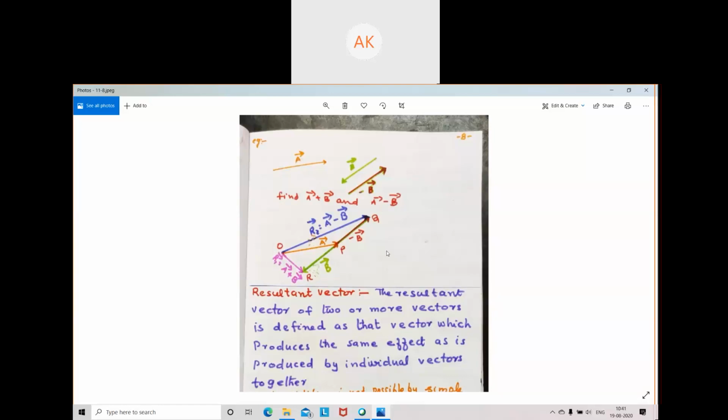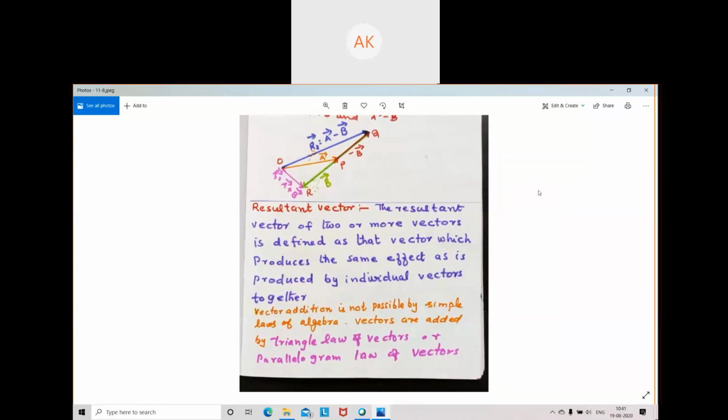Next is the resultant vector definition. Now we found A plus B, that is a resultant vector. And what is the definition of the resultant vector? The resultant vector of two or more vectors is defined as that single vector which produces the same effect as is produced by the individual vectors.